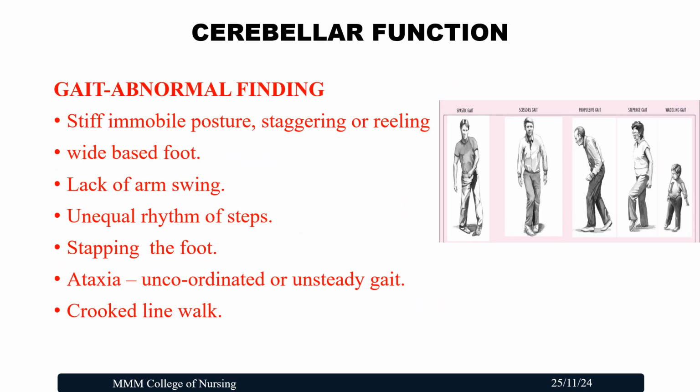What abnormal findings can be expected in the gait? The patient may have a stiff and immobile posture, staggering or reeling, a wide-based foot, lack of arm swings, unequal rhythm of steps, and stamping of the foot. Ataxia, which means an uncoordinated or unsteady gait, and a crooked walk will be there. So these are the abnormalities we can consider as gait abnormal.